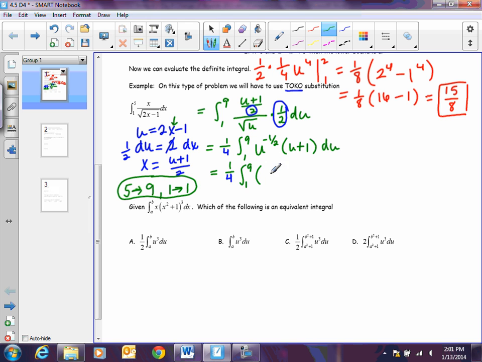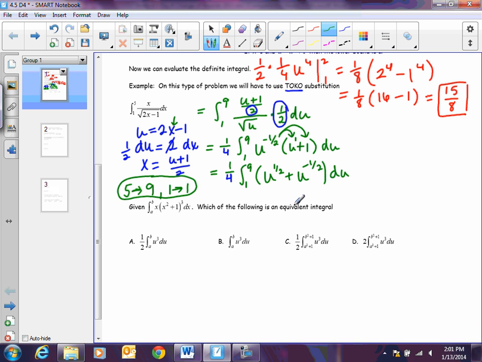Okay. So now we're ready to distribute. No other mistakes? Possible. Okay, so what's the power on u? Positive 1/2, because you're going to add the powers. Negative 1/2 plus 1, that's a positive 1/2. And then the next one's easy because you're just multiplying by 1, so we basically just rewrite it.